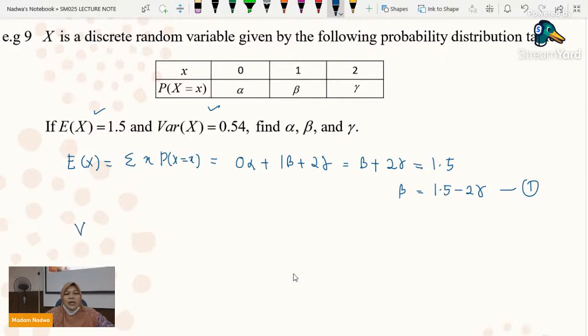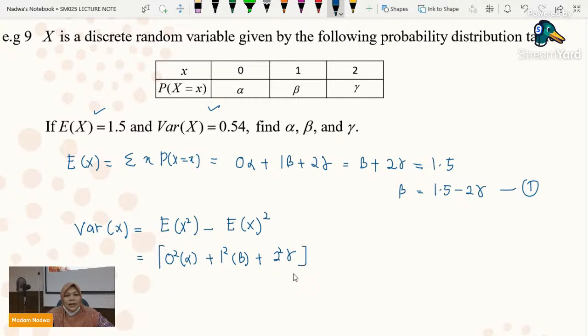Okay, so ini baru kita gunakan information yang pertama. Dia bagi information yang kedua. Variance of X is equals to 0.4. We know that variance of X adalah formula dia E(X squared) minus (EX) squared, which is E(X squared) adalah 0 squared times alpha plus 1 squared times beta plus 2 squared times gamma. Okay, so ni adalah E(X squared). How about (EX) squared? So EX kita dah ada 1.5. So kita just buat tolak 1.5 kuasa 2 sahaja because this is our value of EX. Okay, dan variance dia dah bagi 0.54.